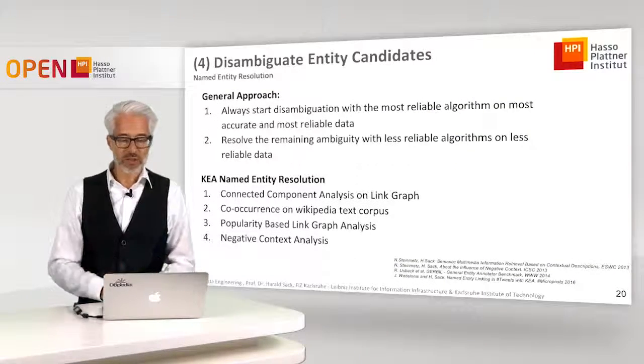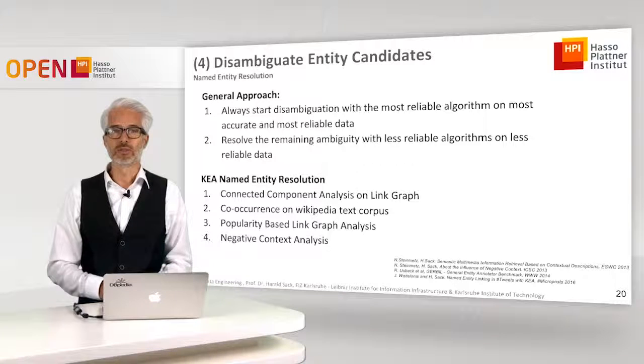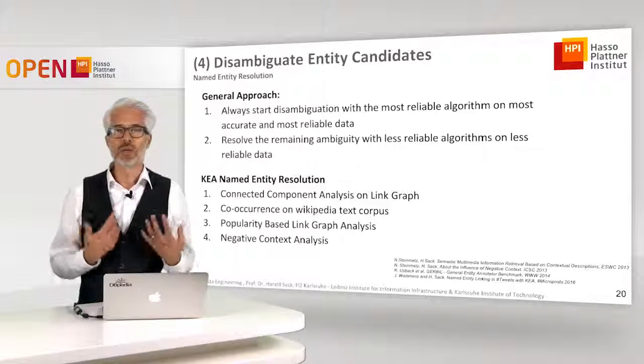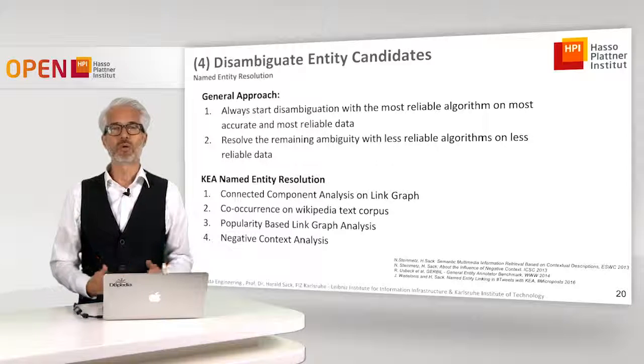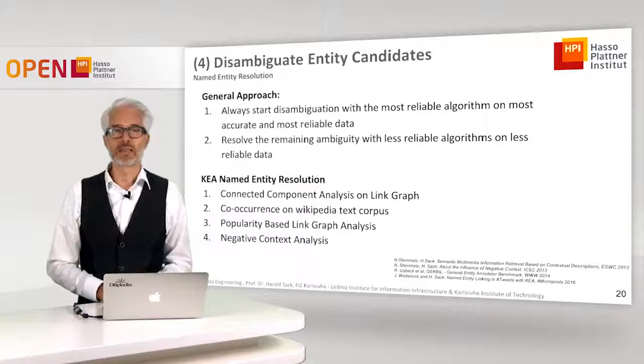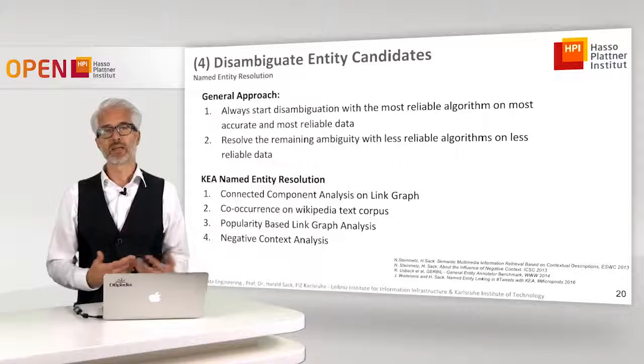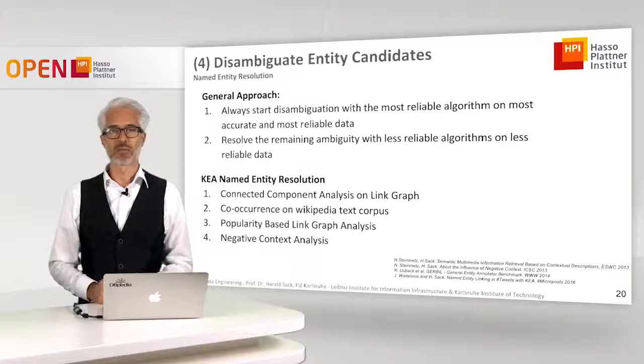So the general approach with different techniques that you can use for disambiguation is: start with the most reliable algorithm on the most accurate and most reliable data, and then resolve the remaining ambiguity with less reliable algorithms on less reliable data.